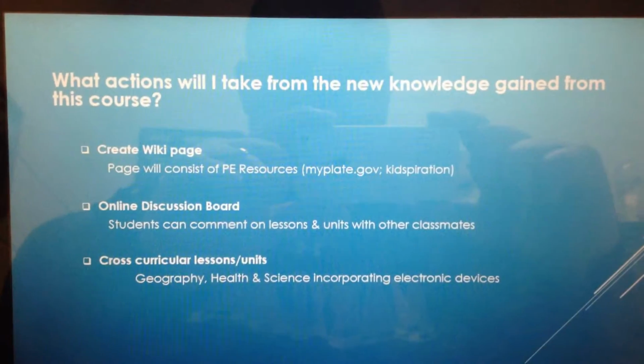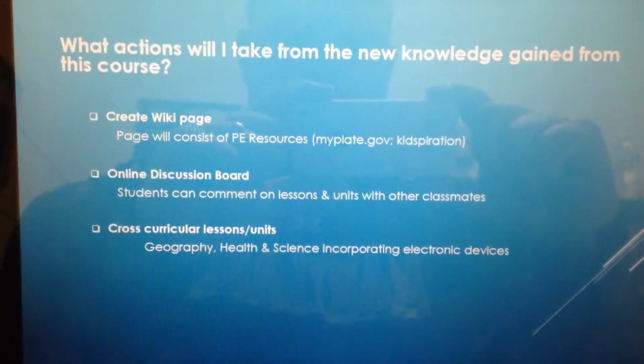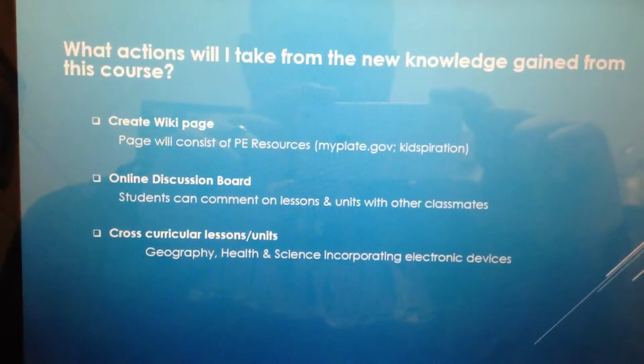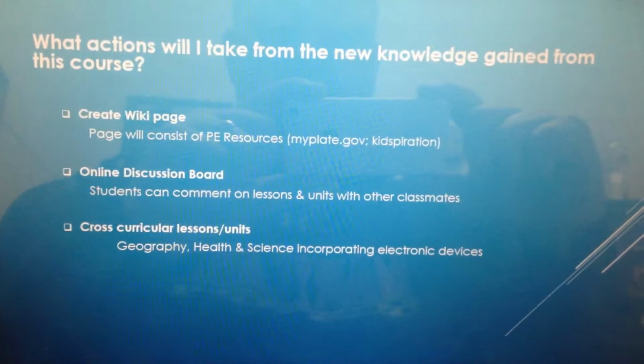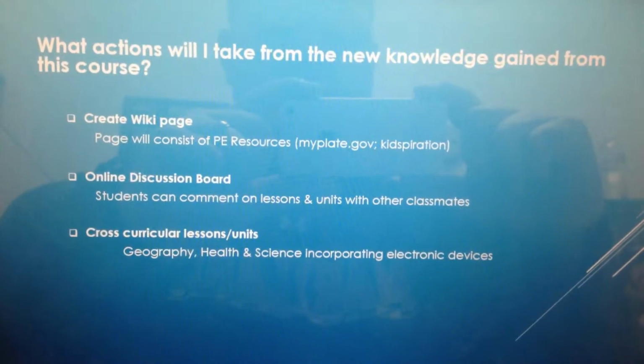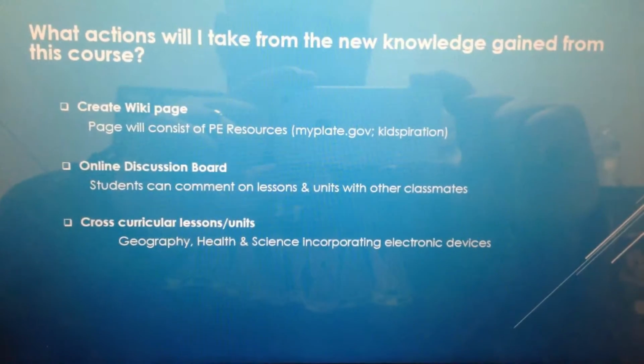First, what actions will I take from the new knowledge gained from this course? I'd like to do 3 things. The first thing I'd like to do is create a wiki page for my students, teachers, and parents. The page will consist of PE resources such as myplate.gov, which is a healthy food website, an interactive website.